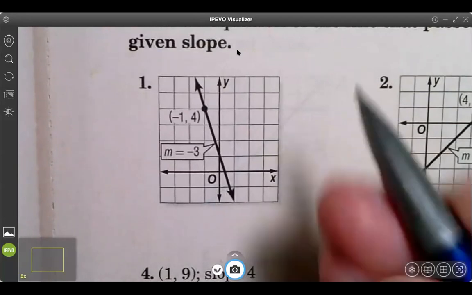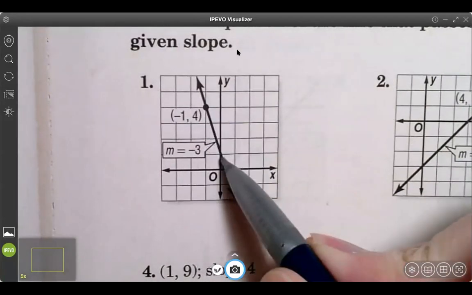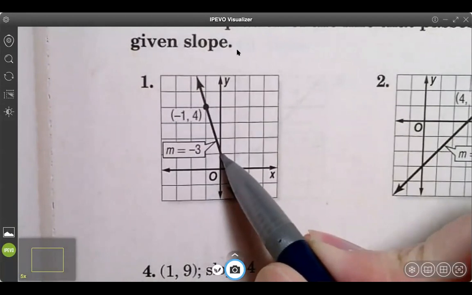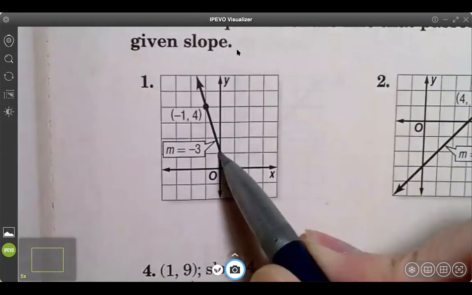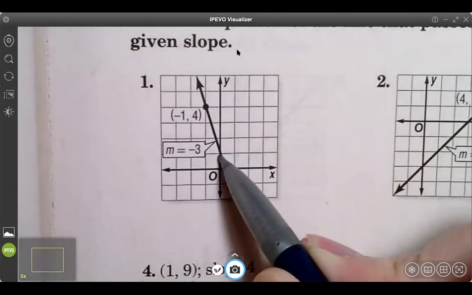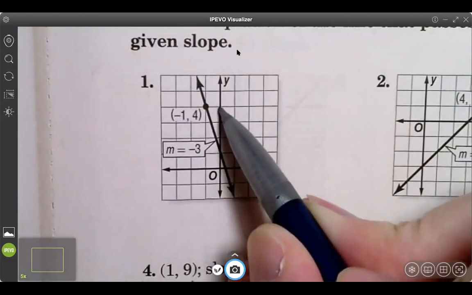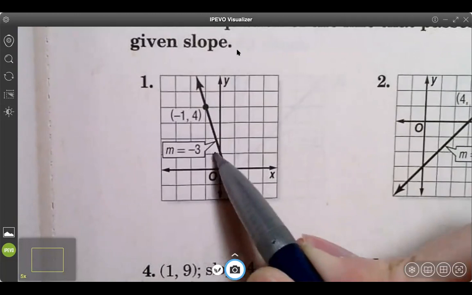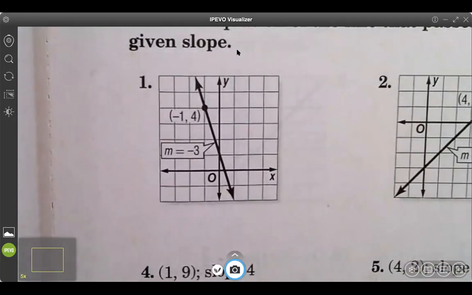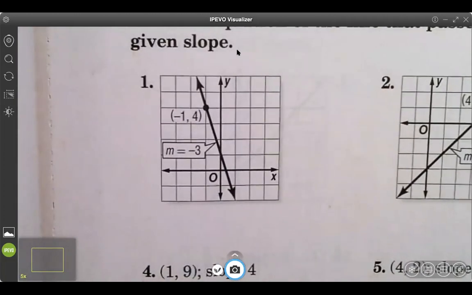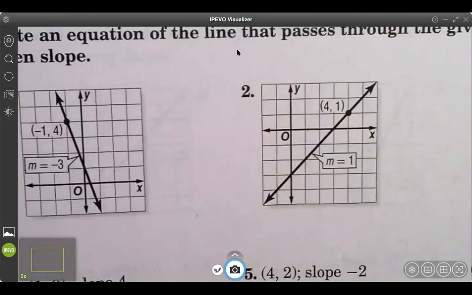I'll give you some more examples. This one only has 1 dot, but it goes right through the grid right here. So I can count from here. I can count rise negative 1, 2, 3, run 1. Or, and I didn't do this on the other 3, I could have counted right to left. So I could have started here and say rise 3, run negative 1. Either way, that simplifies to a slope of negative 3. And the slope is given right here. M equals negative 3.